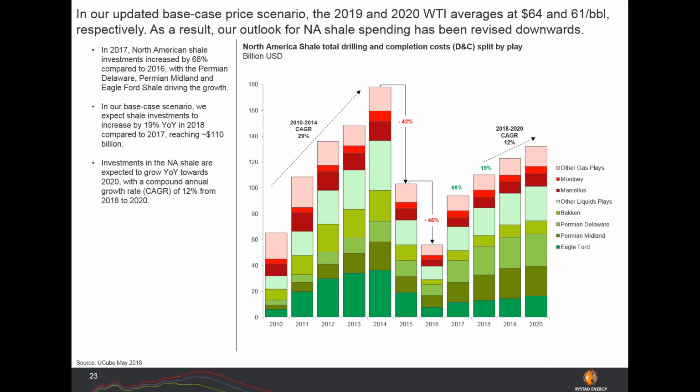Overall, Permian Delaware is now leading in terms of drilling and completion activity, and in the years to come, total shale spending is forecasted to reach $17 billion, compared with almost $19 billion spent in 2014.